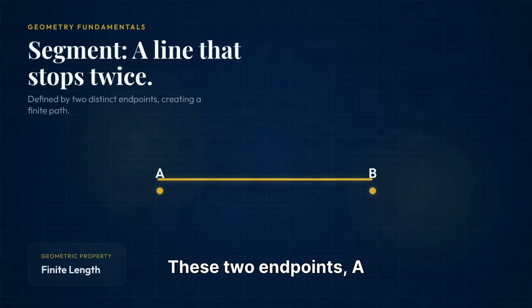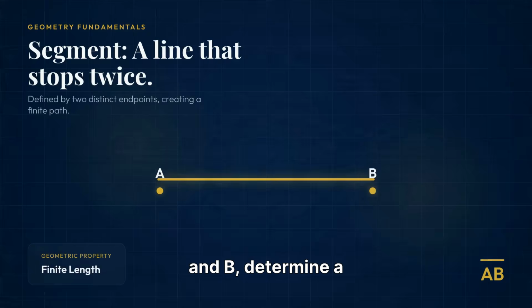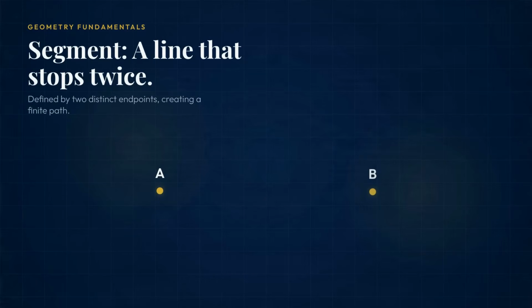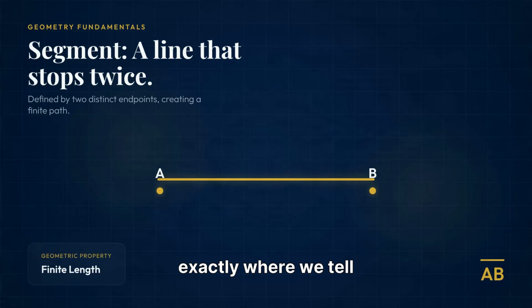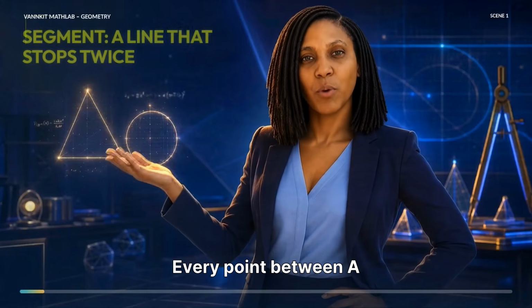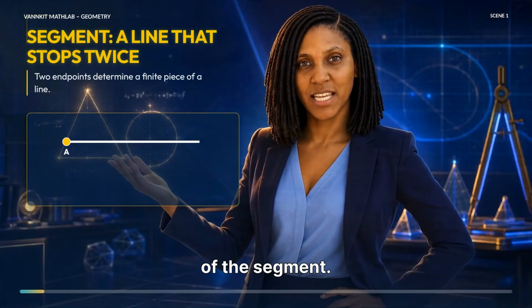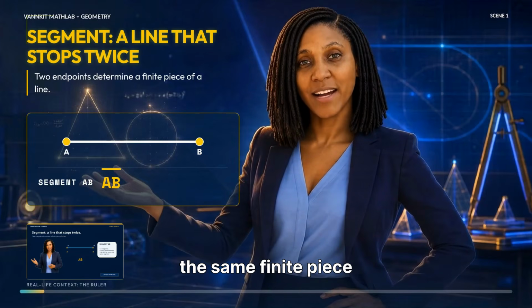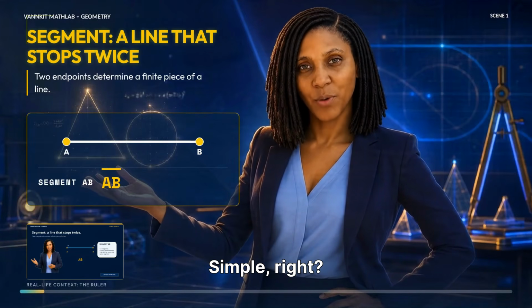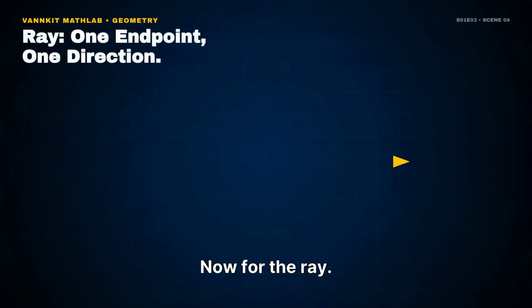These two endpoints, A and B, determine a finite piece of a line. We write it as AB with a straight bar over the top. It starts and ends exactly where we tell it to. Every point between A and B is part of the segment. Whether you call it AB or BA, it's the same finite piece of the line. Simple, right? Now for the ray.